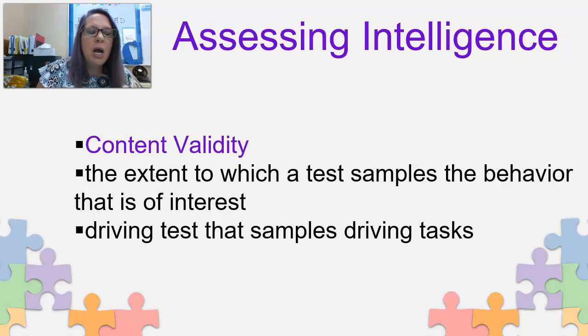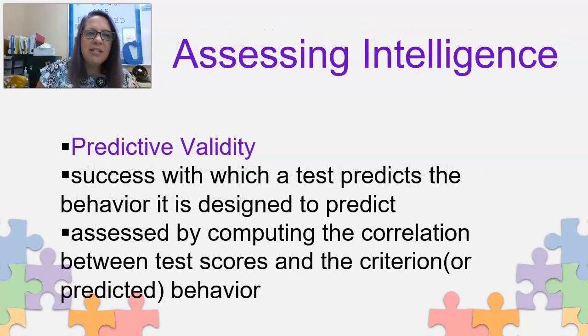To further talk about validity, we have something called content validity. This test actually samples the behavior that is of interest. For example, a driving test samples driving tasks, or your biology test in AP Psychology actually is testing you on the things that we learned in the bio unit and not something else that we haven't even learned yet. And then the next type of validity is predictive validity. The test predicts the behavior that it is designed to predict. That is like my example with the SAT.